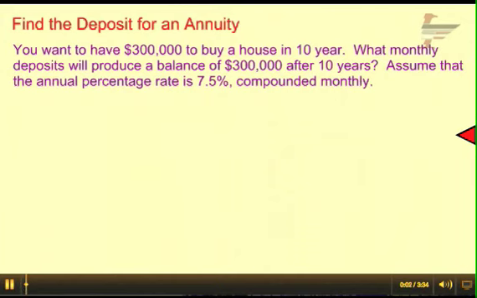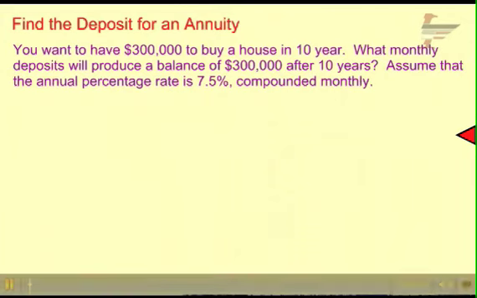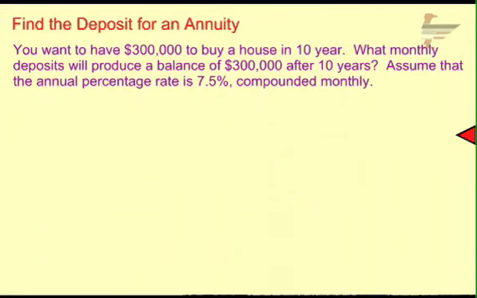Example tells us that we want to have $300,000 so that we can buy a house in 10 years. So what monthly deposits will produce a balance of $300,000 after 10 years? We'd like to invest money every month. We don't know how much we have to put in so that we get our goal of $300,000.